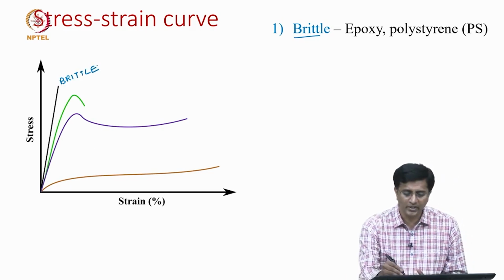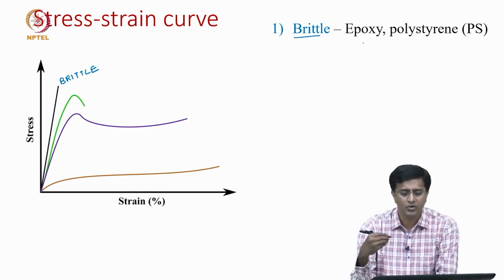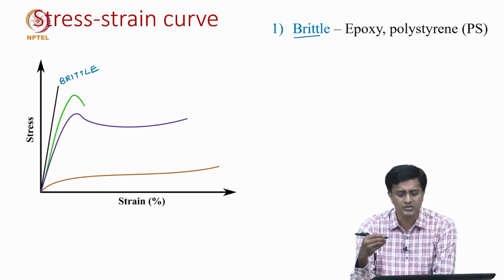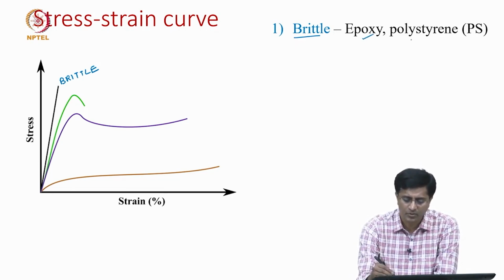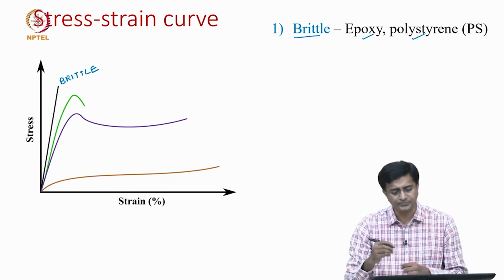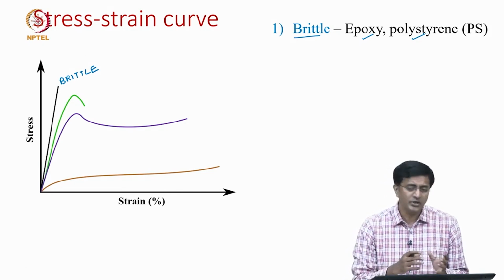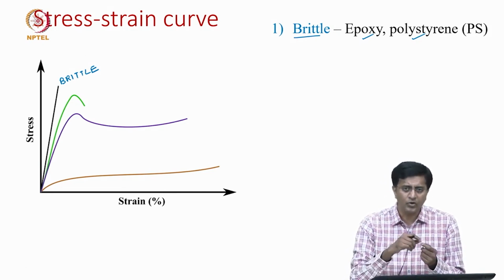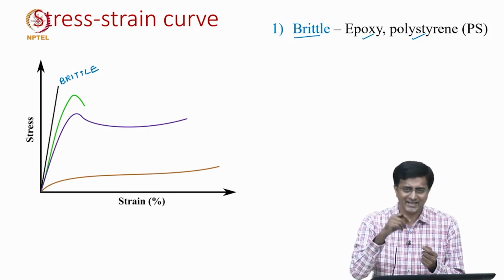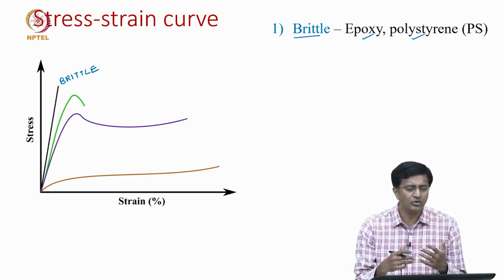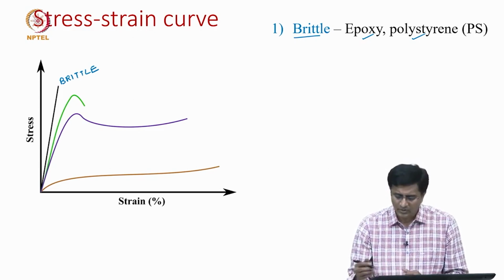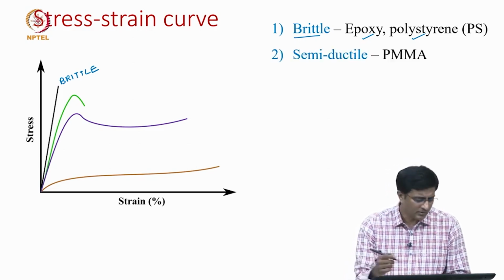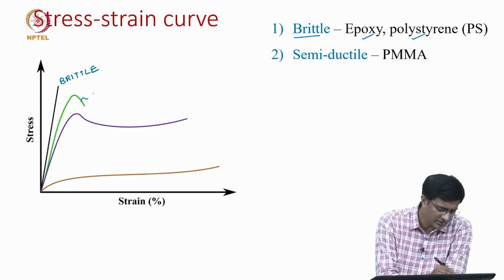This is shown mostly by crystalline materials or networked polymers like thermosets, such as epoxy and polystyrene. Here we see that upon loading the behavior is elastic, but failure happens suddenly, which we all know is the definition of brittle behavior. Then the second one here is the semi-ductile.